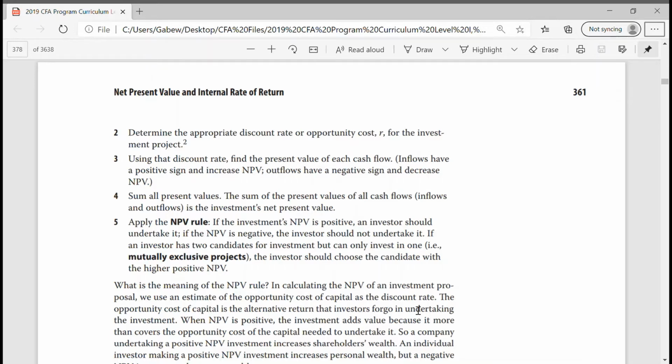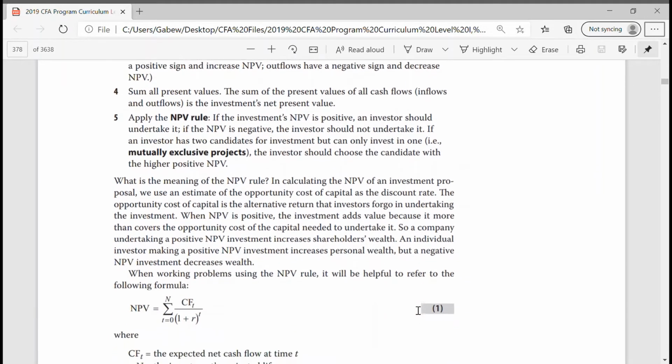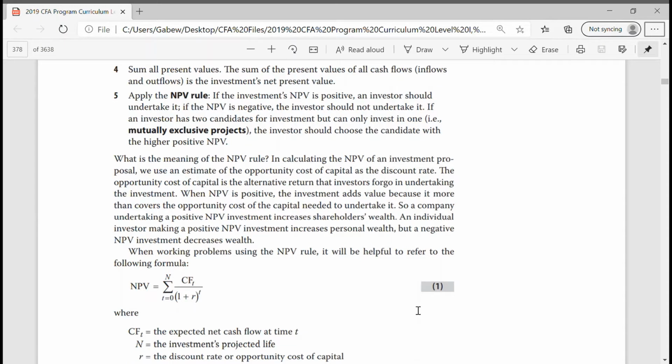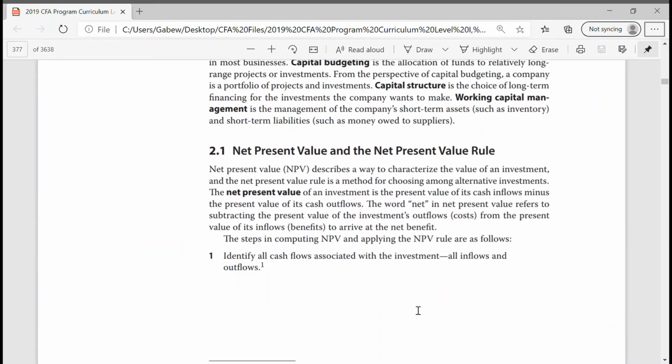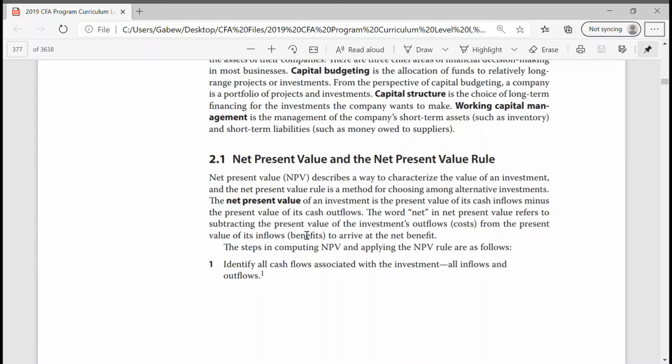What is the meaning of the NPV rule in calculating the NPV of the investment proposal? We use the estimates of the opportunity cost of capital as the discount rate. Once again, NPV stands for net present value. It describes a way to characterize the value of an investment, and it refers to the method of choosing among alternative investments.